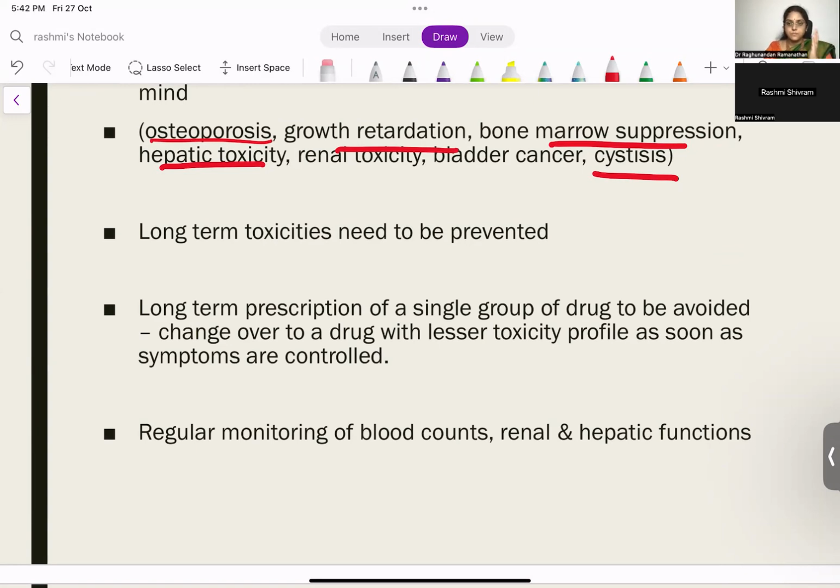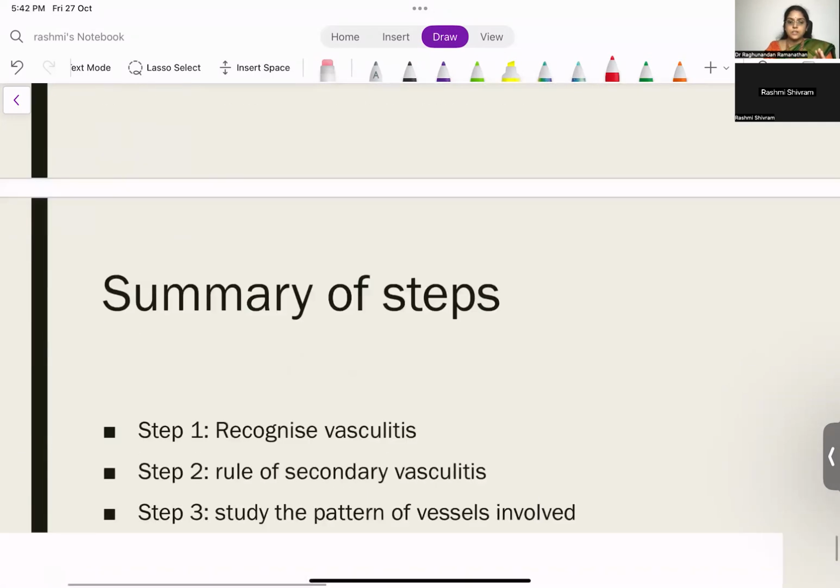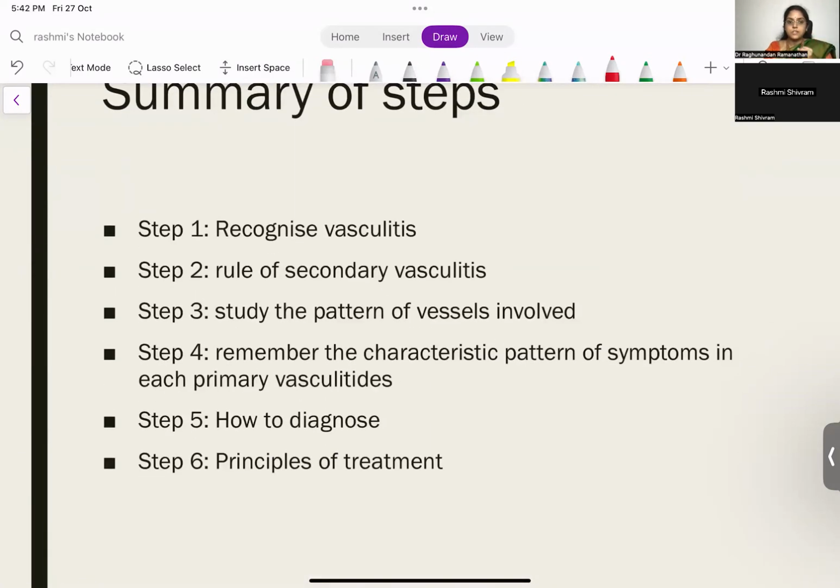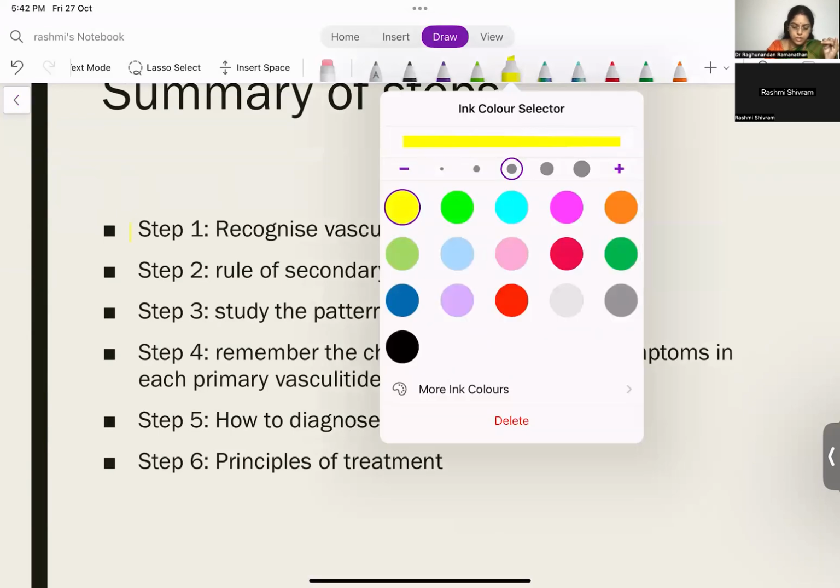So you need to keep this in mind and approach a patient with vasculitis with a lot of care and very diligently you should treat the patient so that their quality of life is not affected in the long run, right? Yes. So let us now summarize the steps. First is you're recognizing vasculitis. Which patient can have vasculitis? You're recognizing that.